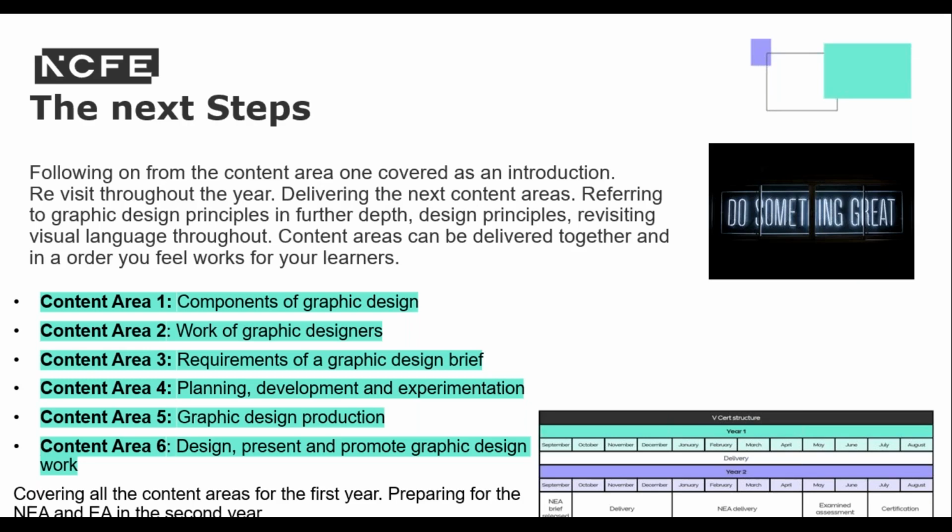Remember, content areas can be delivered together and in an order you feel works for your learners. This is something Ofsted really want to see, how you take a curriculum and adapt it to your school and your learners' needs. The next steps for delivery, covering all the content areas and preparing your learners ready for year 2, having that strong knowledge and understanding for the NEA and the EA.